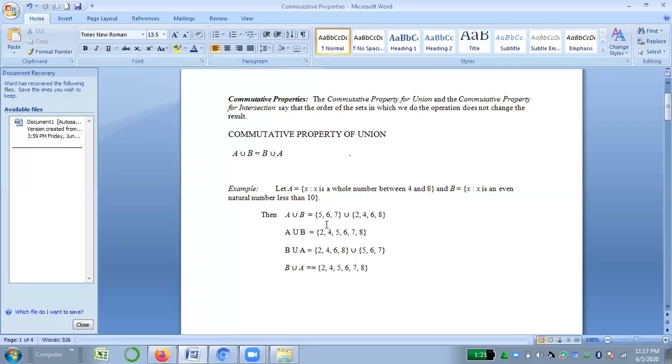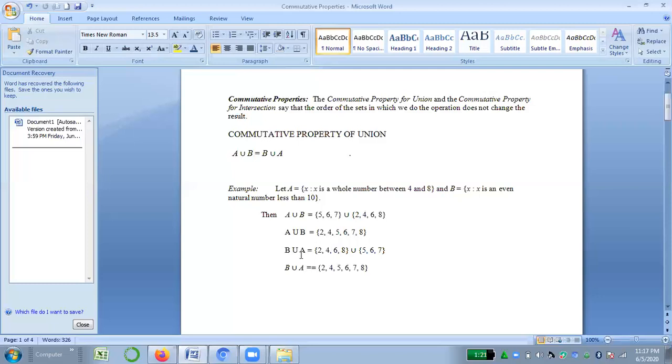Now we have to take the union. You all know the concept of union. What we have to do in union, we have to take all the elements together and we cannot repeat the element. So here we have all the elements in the answer. Here it is. In the second step, A union B is equal to 2, 4, 5, 6, 7, 8. So this is our answer.